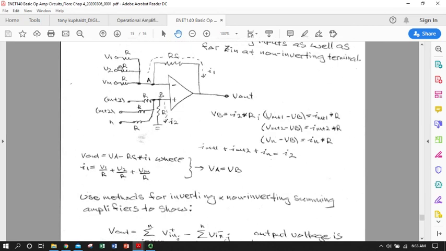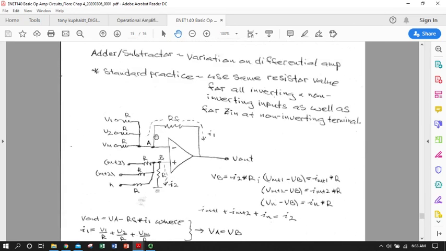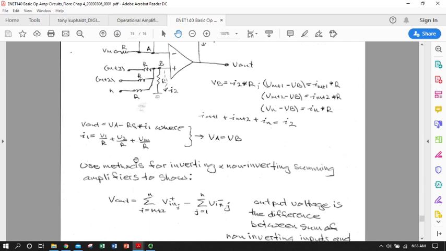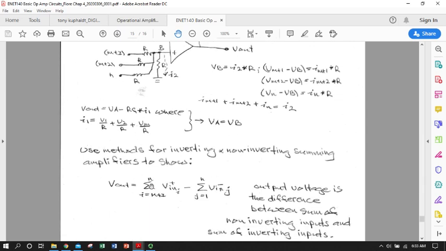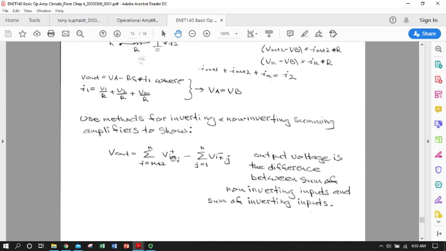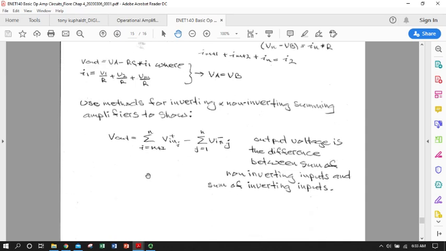So quite often when we're working with these summers and adders and subtractors, you'll work with resistances on the input voltage signals that are the same, so that you can get this summation relationship. But you can still calculate the output voltage and the gains even if the input resistances are different, and we just proved that you can.